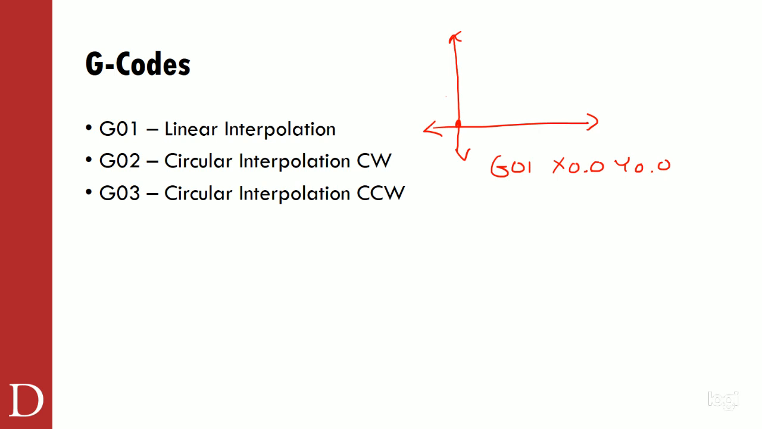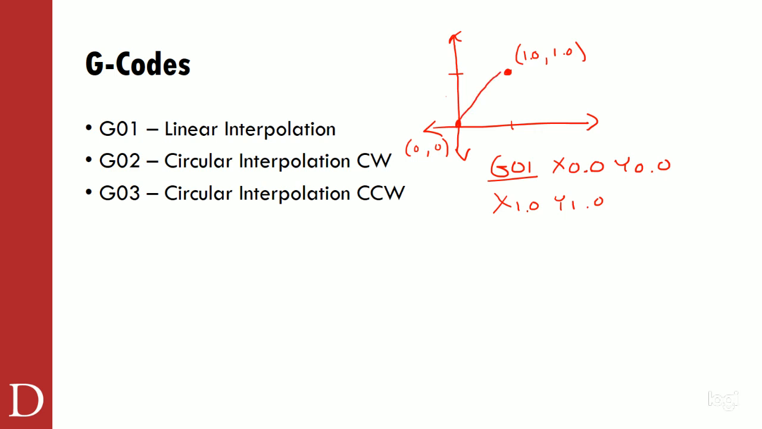Since I didn't tell it to do any other things, I'm going to say, well, now I want to go to X 1.0 and Y 1.0. So if this is 1 and 1, then this will be X 1.0, Y 1.0, and down here was 0, 0, essentially. Linear interpolation, because of this G01, means that all I'm going to do is draw a straight line between those 2 points.